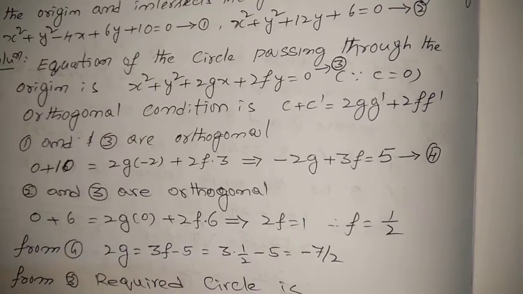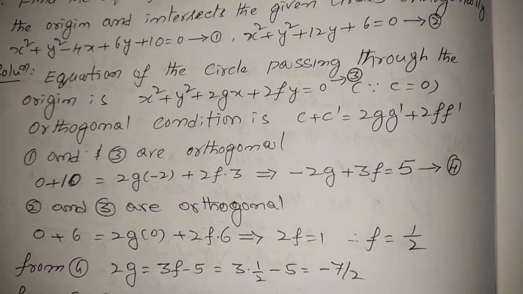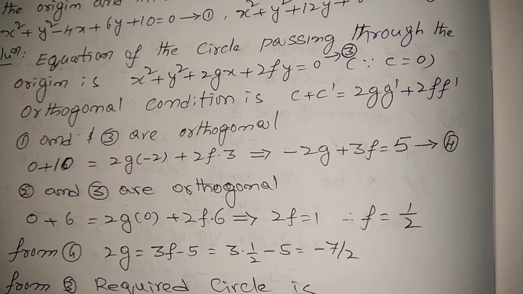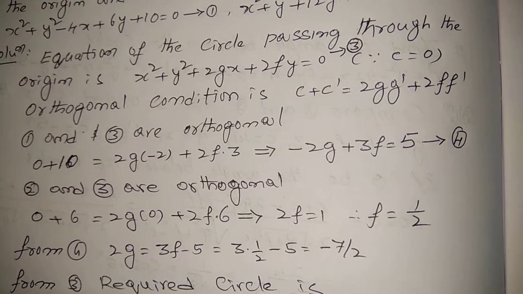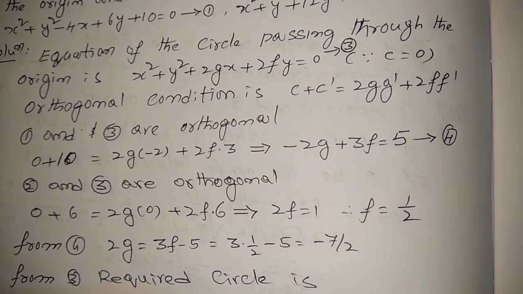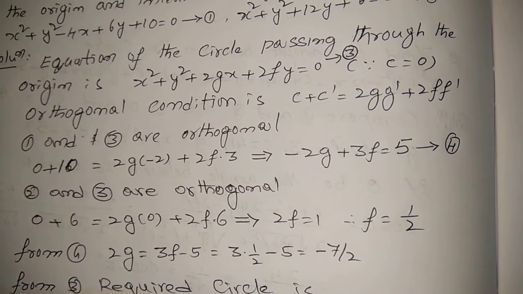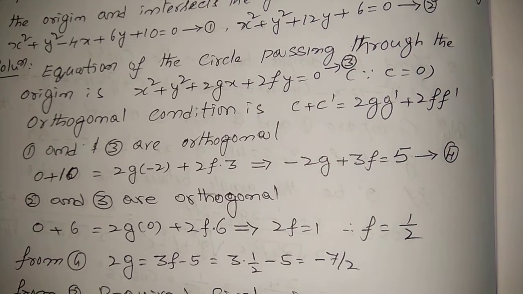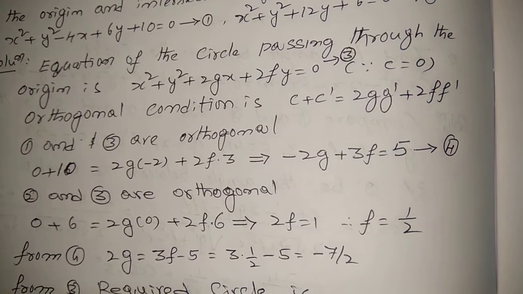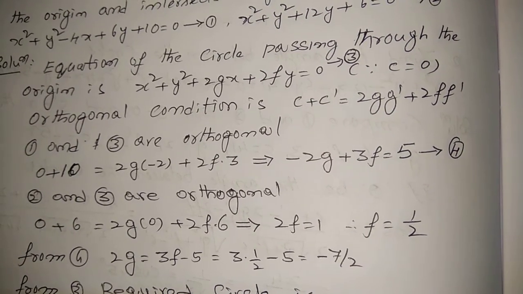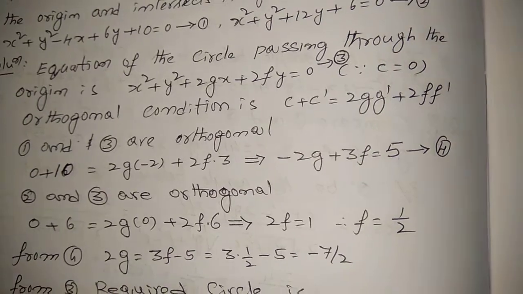Next, 2 and 3 are orthogonal. Same condition, c plus c dash is equal to 2gg dash plus 2ff dash. Substitute the values. 0 plus 6 is equal to 2 into g into 0, because in the second equation there is no x term, g dash is equal to 0, plus 2f into 6. That implies 2f is equal to 1, f is equal to 1 by 2.